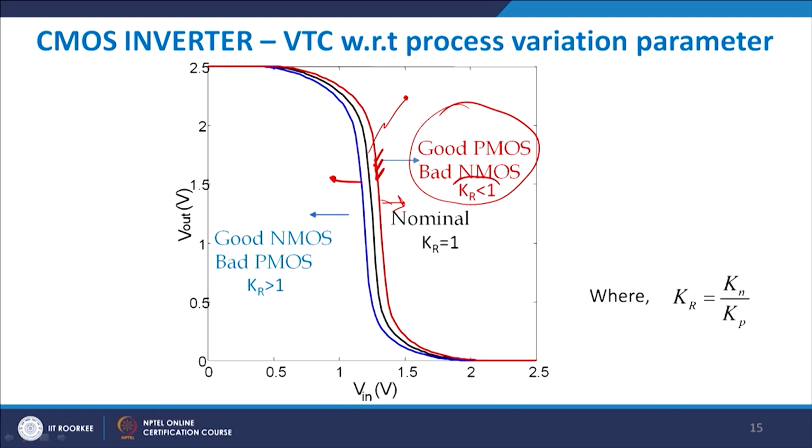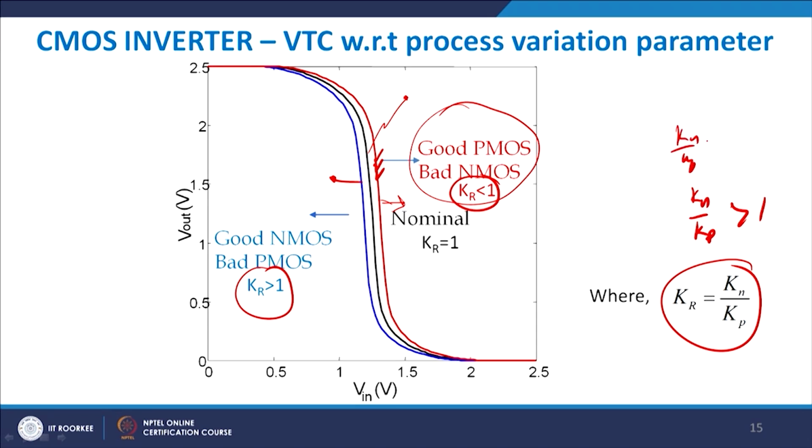So this is Kr less than 1 and Kr greater than 1. Kr is basically Kn by Kp. When Kn by Kp is greater than 1, I shift to the left, and when it is less than 1, I shift to the right. The nominal value is Kr equals 1, meaning Kn equals Kp, which primarily means that PMOS and NMOS have equal pulling capacity.